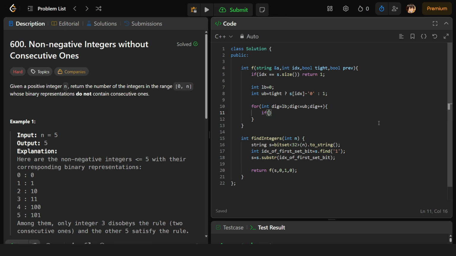So as I told you, if the current digit that we are selecting is equal to 1 and the previous digit is also 1, that is, the boolean value is true, then it means that it represents two consecutive ones and it will not be a part of our answer, right?